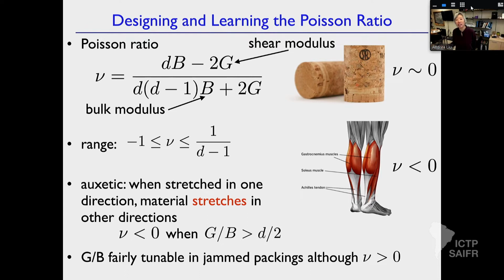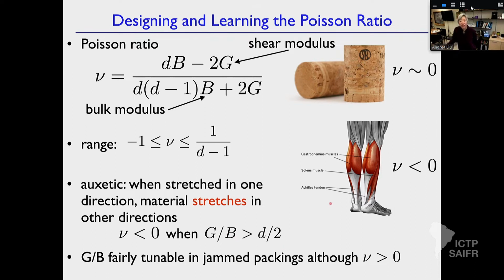Now, cork is an amazing material, and it's so useful to us because it has a Poisson ratio that's very close to 0. So when you squish it in the bottle, it doesn't change its dimensions in the orthogonal directions. But there are materials like tendons, in fact, that are auxetic. They have a negative Poisson ratio. So when I stretch in this direction, it will elongate in the other directions. Oh, here it is, it's d over 2. It's negative when g over b is greater than d over 2.